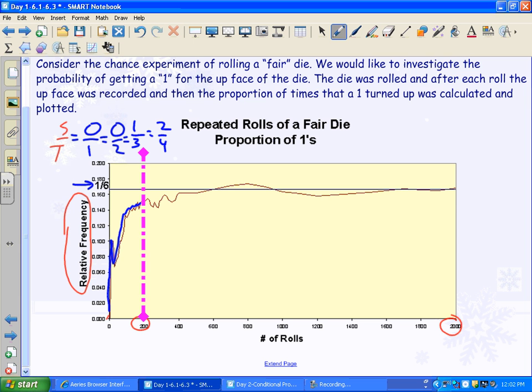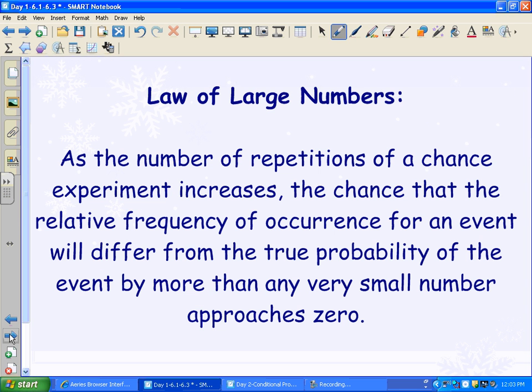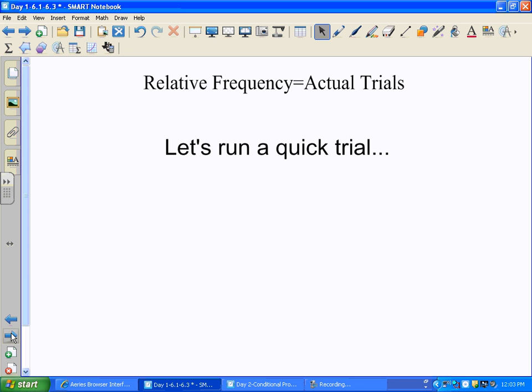So the law of large numbers says as we increase the number of trials, as I increase the total, my relative frequency will approach that theoretical probability. And the theoretical probability in this problem is 1/6. Should make sense. And you can see that the probability matches up. That's what the law of large numbers says. As you repeat those trials, the relative frequency of actual events will get closer and closer to the true probability.